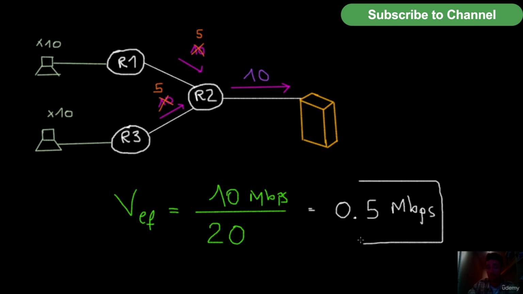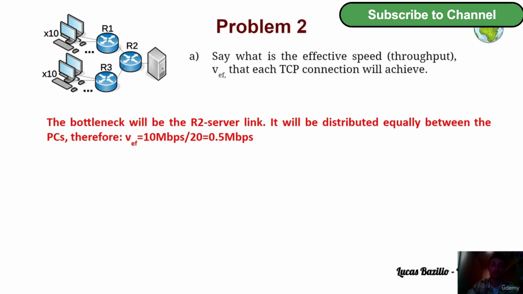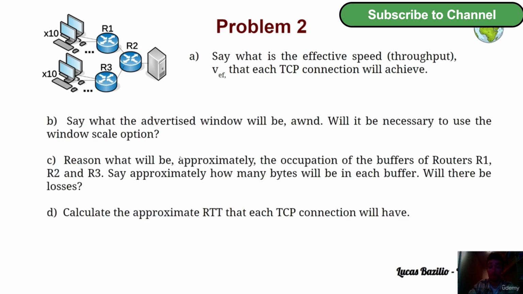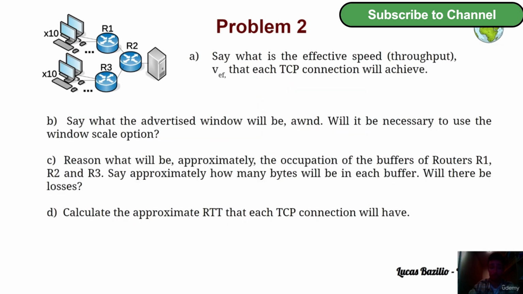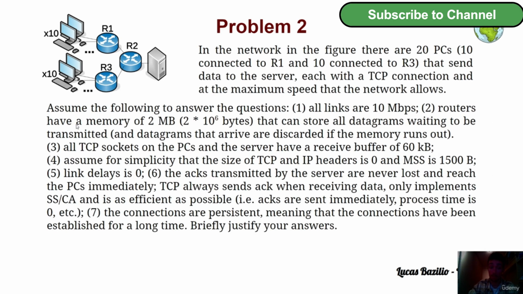So if we make this division, this gives us an effective velocity of 0.5 megabits per second, and this is the solution to this first question A. Right here we can see the justification. The bottleneck will be at R2, and we are going to distribute it equally between the PCs. Very well, with this we finish the first question of this problem 2. In the following lecture we are going to continue with question B.